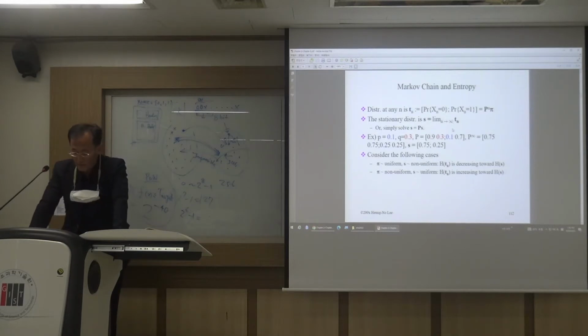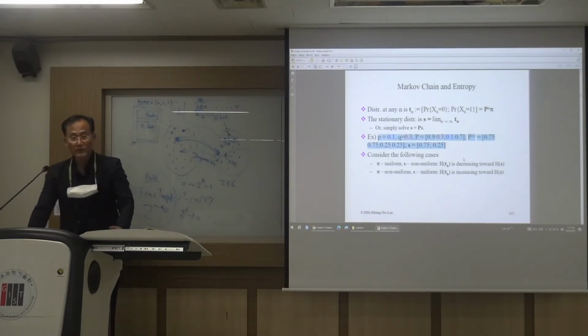S is a stationary distribution, taking the limit of n going to infinity, okay? And basically, since it's stationary, using S equal to P times S, where P is the transition matrix, you can obtain the stationary distribution. And then this is a particular example, okay?